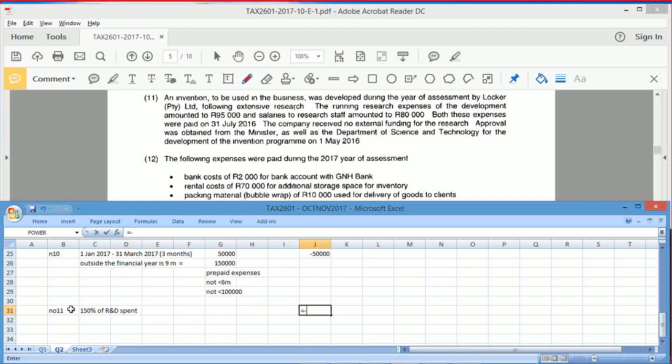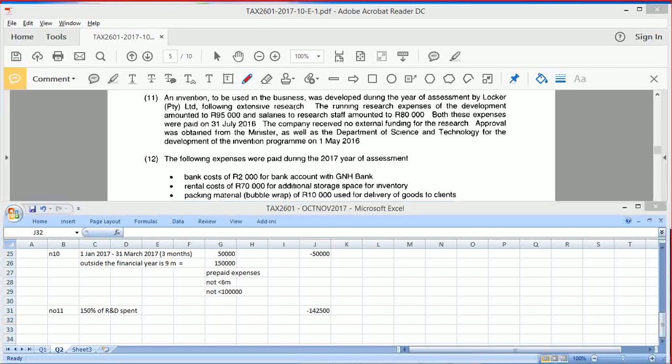Of your expenditure, what did you spend? 95,000, do you agree? Yes, sir. Times by 150%. That's what SARS will allow you to claim. Divide. 142,500. That's how much they'll allow you to claim. Yes, sir. Okay, then you've got the staff scenario.